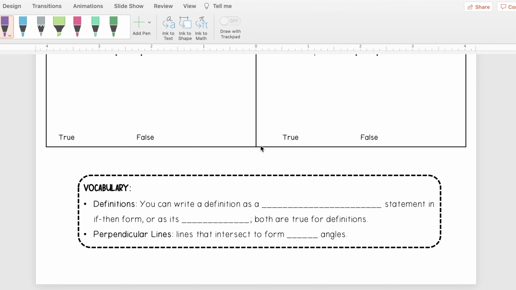In this video, we're going to be looking at making some conclusions using definitions that we have learned so far in this class when given a diagram. So first in vocabulary, definitions.